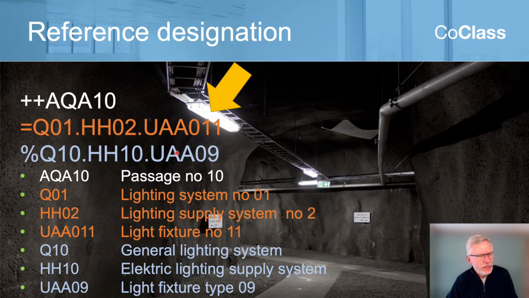So, using reference designations, you can describe the objects to any level needed, and this is, of course, very important throughout the life cycle of the object. The placement AQA can be used by the contractor, knowing that this light fixture should be placed here, and also by the maintenance people finding it. You can find all light fixtures in this passage, for instance, or all light fixtures of a specific type. So the possibilities are almost endless, I would say.